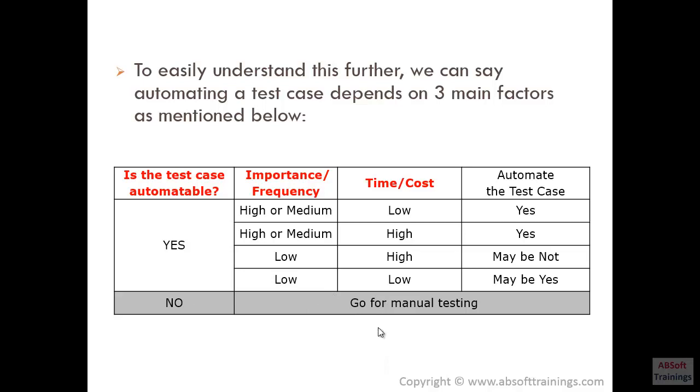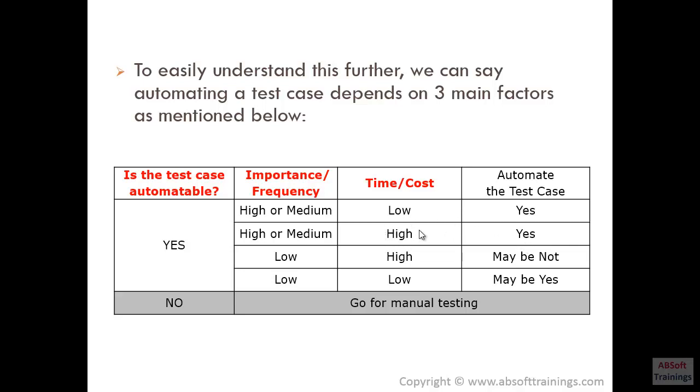If it is automatable, then you need to look into its frequency and importance. If it is very high or medium, then consider for automation. So look into this table. Once the test case is automatable, look into the frequency. If frequency is high or medium and time or cost is low, go for automation. If frequency is high or medium and time or cost is high, then go for automation.